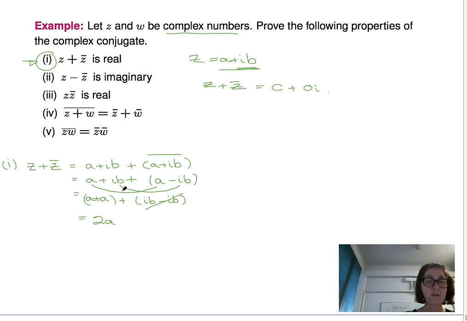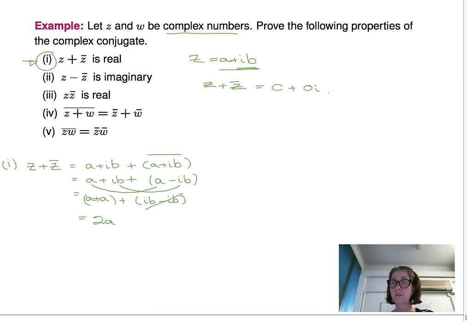So you can see it didn't matter what my a and b were to start off with, I'm always going to end up with a real number. Whatever the sign of this was, and this could have been a minus ib, the complex conjugate is going to keep the b part the same, but it's changing the sign. So when I add these two things together, this term and that term are going to cancel out.